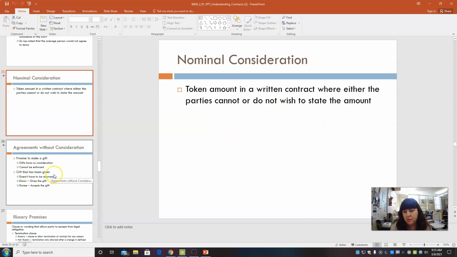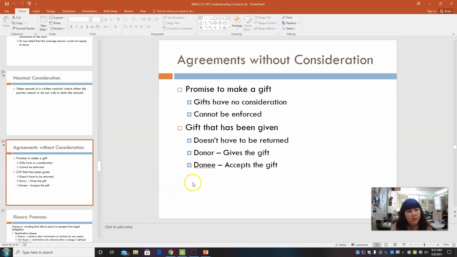much money is involved, and usually it's a very small amount. Agreements without consideration, it's important to know what these are. If you promise to make a gift, it has no consideration. A gift is just something that comes from the heart, and it doesn't have to be returned.